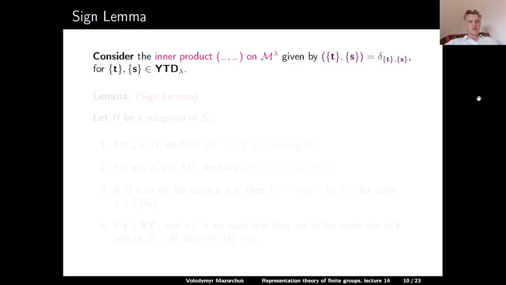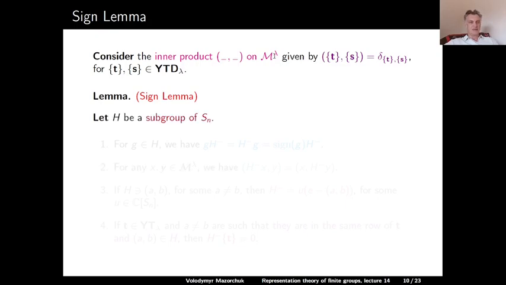So consider the inner product on the permutation module, which is uniquely defined by prescribing that the inner product between two tabloids T and S is equal to the Kronecker delta between T and S. So here T and S are two arbitrary Young tabloids of shape lambda. It is fairly straightforward to check that this inner product on the permutation module is Sn invariant. So now the formulation of the sign lemma.